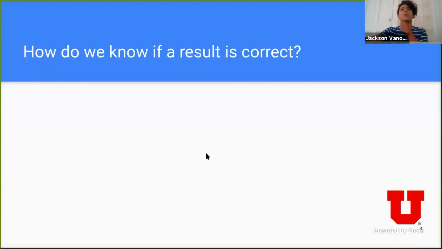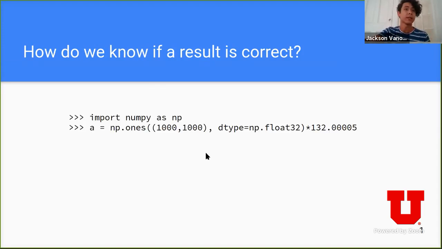So to start, we'll start with the question, how do we know if a numerical result is correct? And we'll give an example here. Say we are using the NumPy library and we initialize this matrix with values all being 132 and some change, and we take the mean. At this point, we have an intuition about what the result should be. It should be that 132 and some change, that exact value, since all of those are the same.